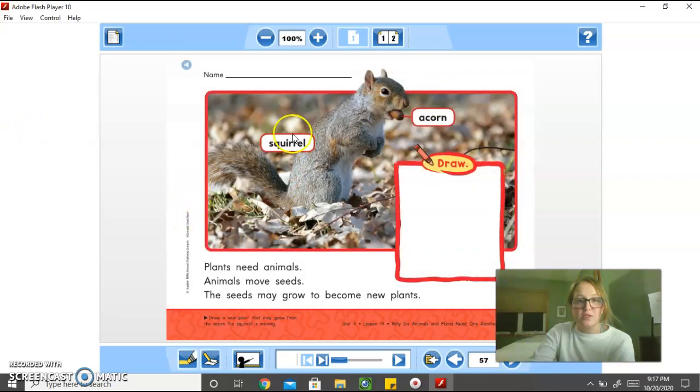Here we see a little squirrel. This says squirrel. And what is in his mouth? An acorn is in his mouth.